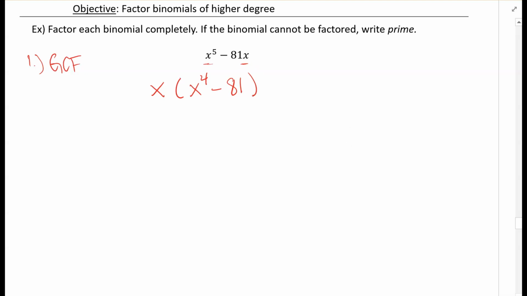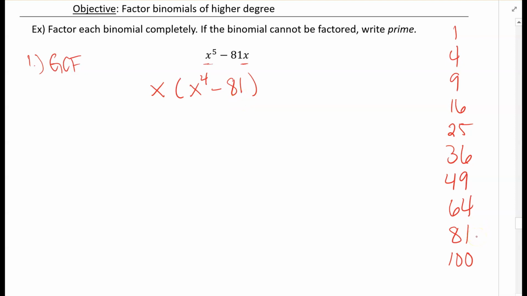And then I want to check for a difference of two squares. So I have, again, my perfect squares: 1, 4, 9, 16, 25, 36. That's 6 squared. 7 squared is 49. 8 squared is 64, 9 squared is 81, and 10 squared is 100. So you want to check on this list, do you have that perfect square? So 81 is a perfect square, it's on my list.